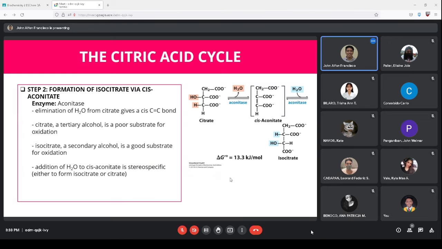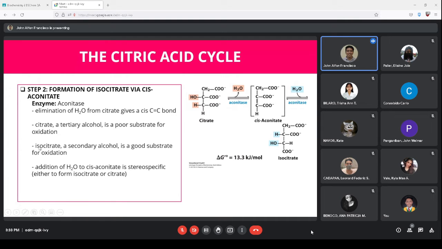Okay? Step 2, after you form the citrate, your next to do is to produce isocitrate. So sa isocitrate, this is an isomerization or transfer, nag-move ka lang nung OH group mo. Okay? So elimination of water from citrate gives a C double bond C. Ito yung ating intermediate, cis-aconitate. And cis-aconitate will be reacted with another water to form your isocitrate.